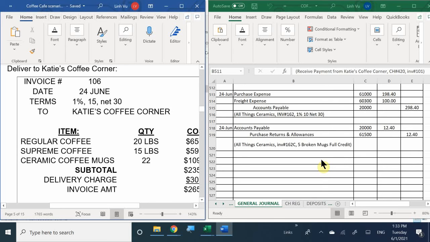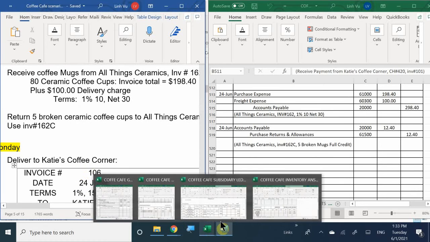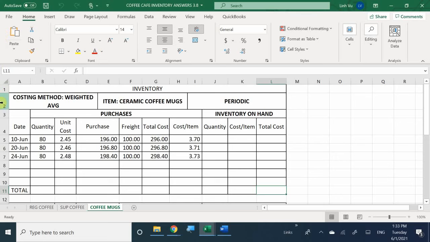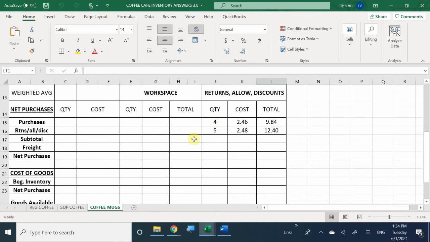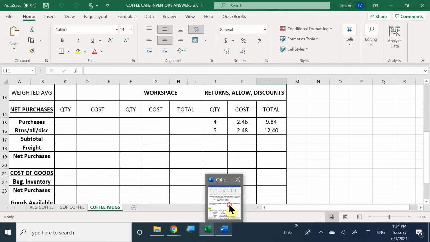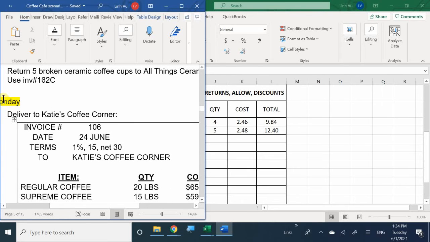All right, guys, so last time we left off, we received our inventory items, so we should have already updated our inventory. I see that the last worksheet we left off was here, on June 24th. We entered in our purchase of items here, and we also did a purchase return because we had 5 cracked mugs. So here, we're done with that, and we're now moving on to the next one because this is where we left off.